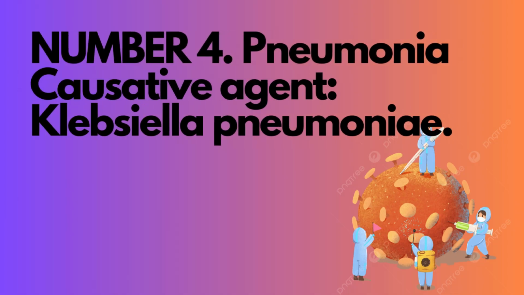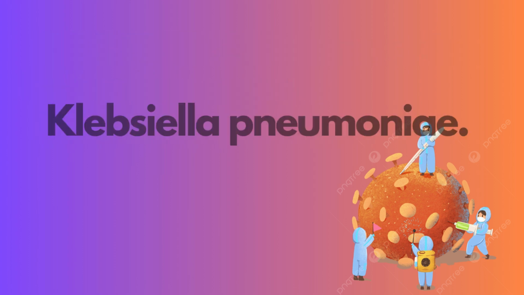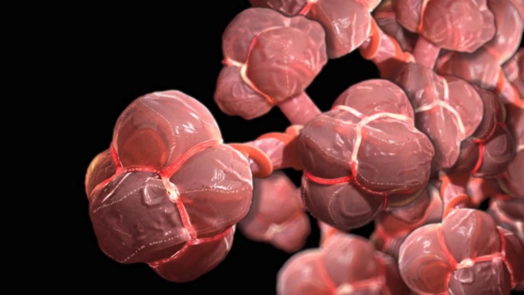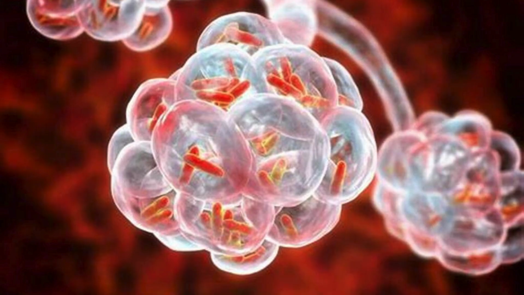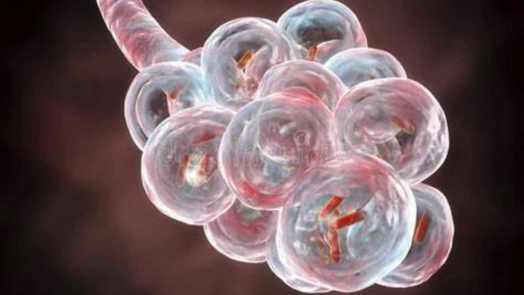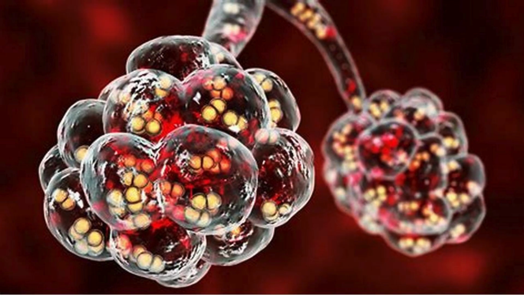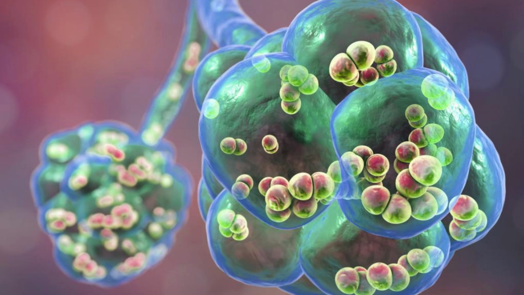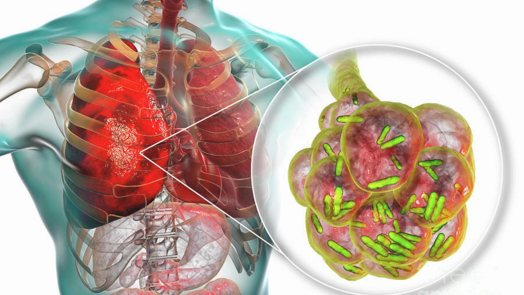Number 4. Pneumonia. Causative agent, Klebsiella pneumoniae. Pneumonia is an infection in the lungs and can be caused by bacteria, viruses, or even fungi. In the case where the lungs get infected with the bacterium Klebsiella pneumoniae, the alveoli, air sacs, of the lungs become filled with pus, making it hard to breathe. Symptoms of this infection include cough with phlegm, shortness of breath, chest pain, fever, and night chills.